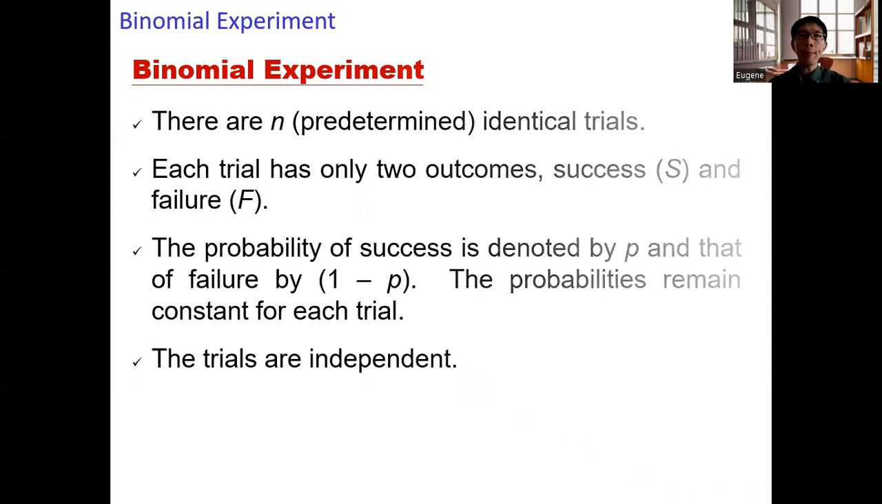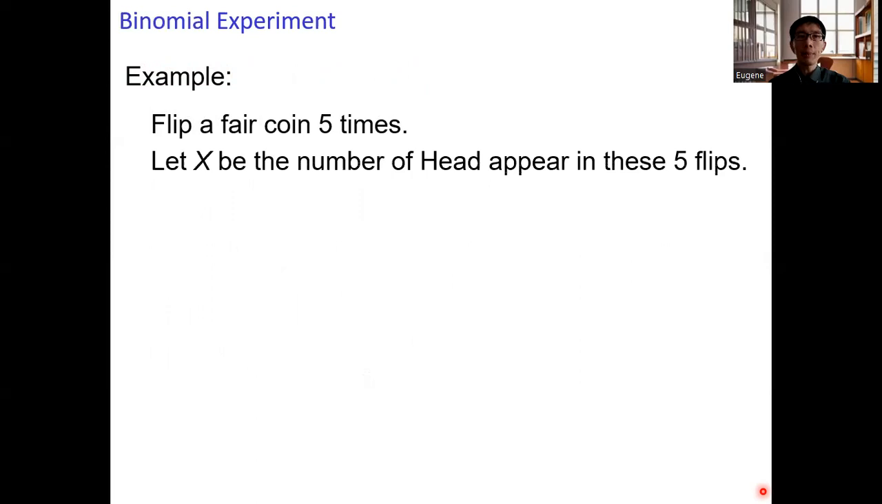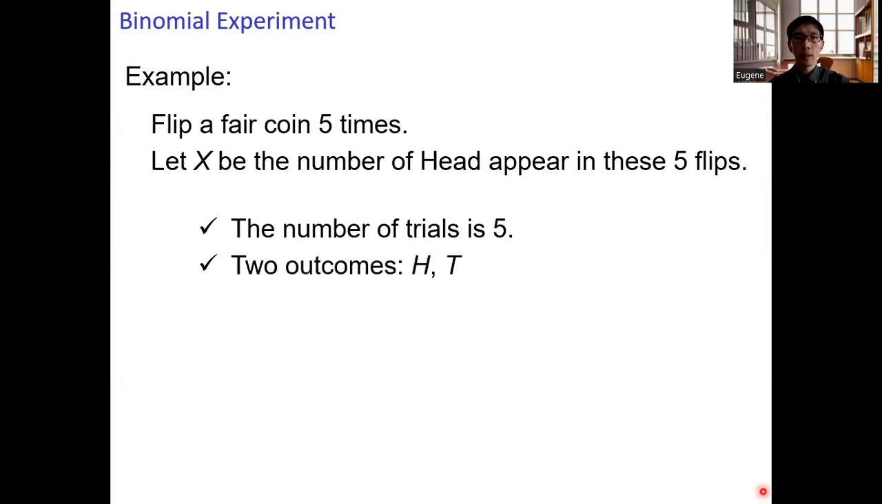Let's take a look at an example. Flip a fair coin 5 times, and let x be the number of heads that appear in these 5 flips. Let's check the 4 conditions. The number of trials is 5. It is set in advance. Flip the coin 5 times. And there are only 2 outcomes for each trial. Either this is a head or it is a tail.